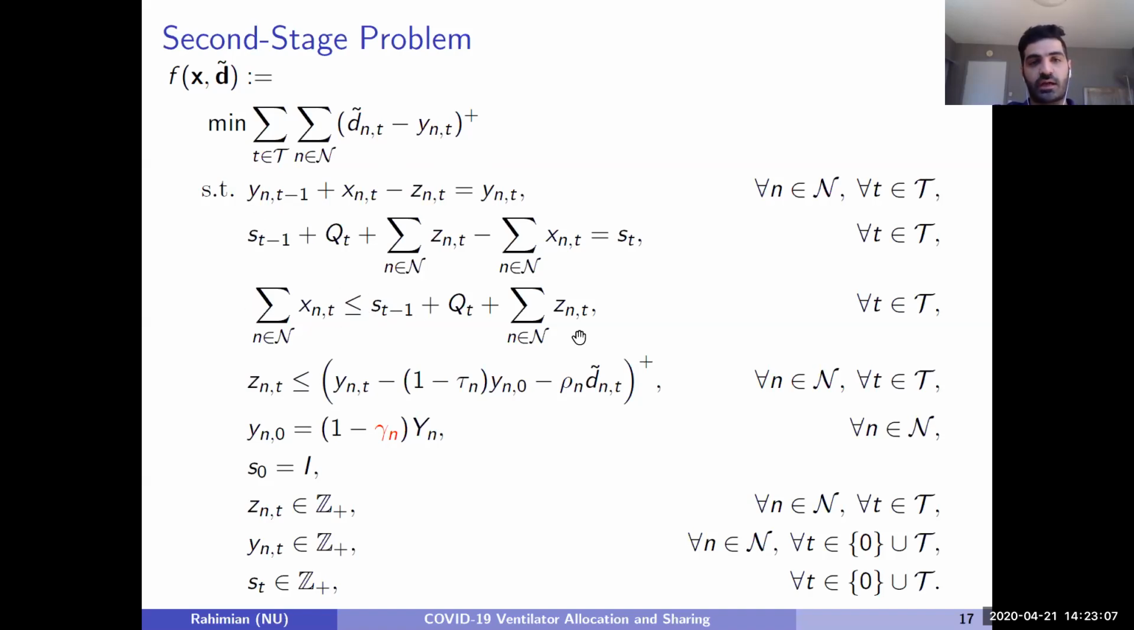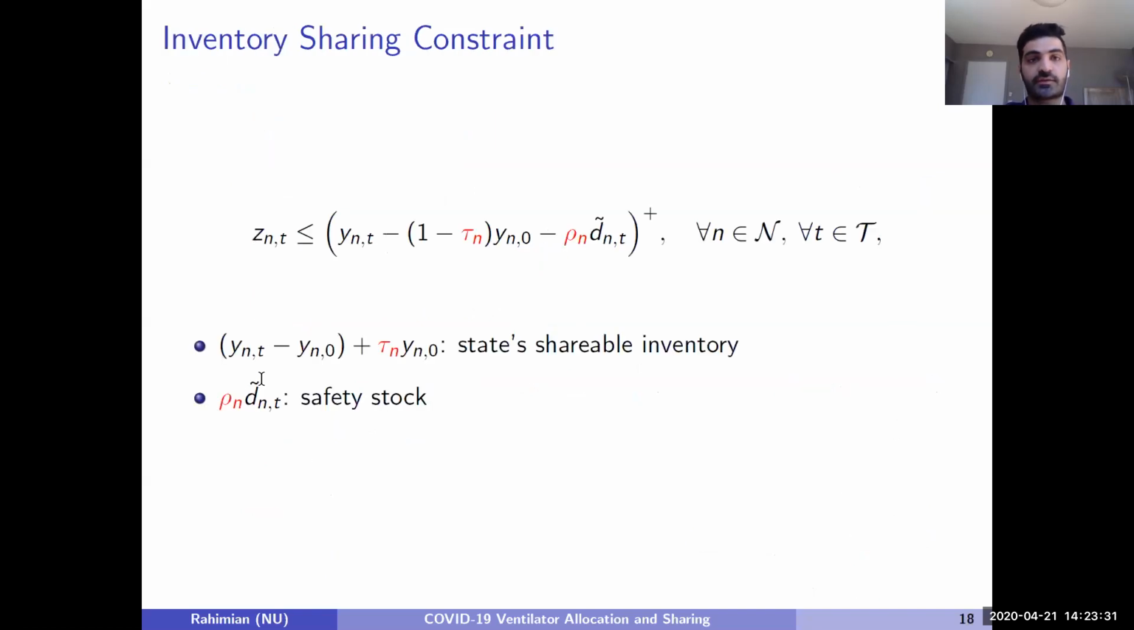I would impose some constraints on how many ventilators from FEMA can go to other states. This is captured through the shared constraints. I have some initial constraints that are capturing the initial inventory, plus some non-negativity of the variables. And I still need to explain what this constraint does. And I'm going to talk about that in particular in the next slide.